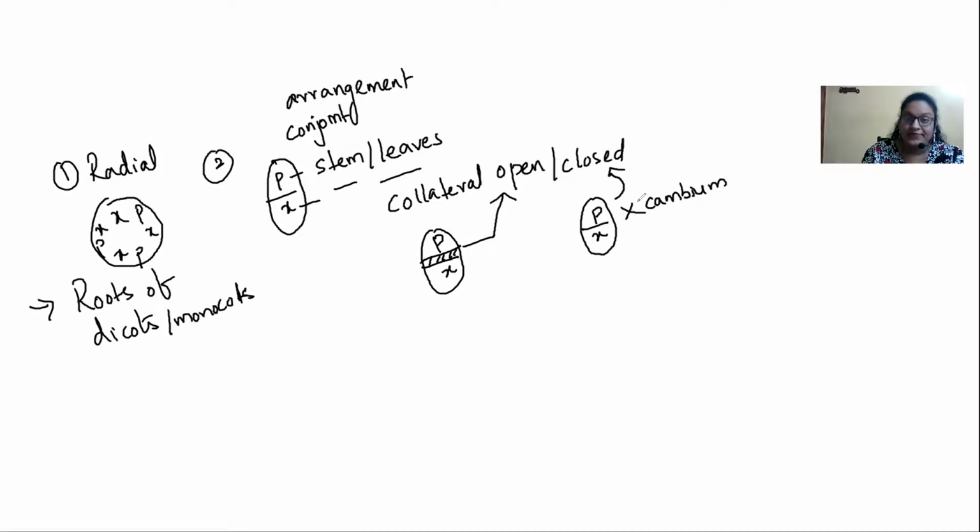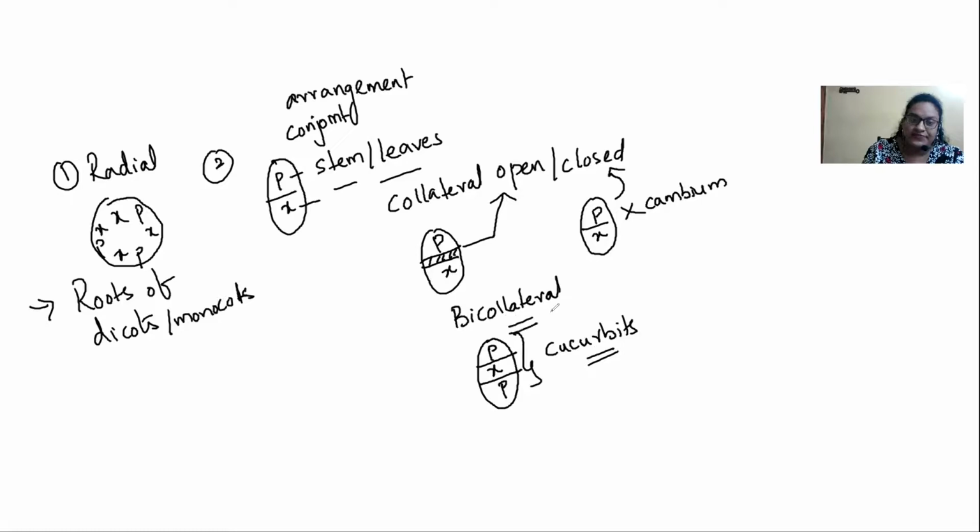Okay, and we can see another one which is called bicollateral. Bicollateral is nothing but here we can see that towards the interior of the xylem there is phloem, and towards the exterior of the xylem also there is phloem. Usually we see this in the cucurbitaceae family, mostly in the cucurbits. Bicollateral conjoint vascular bundles are seen over there.